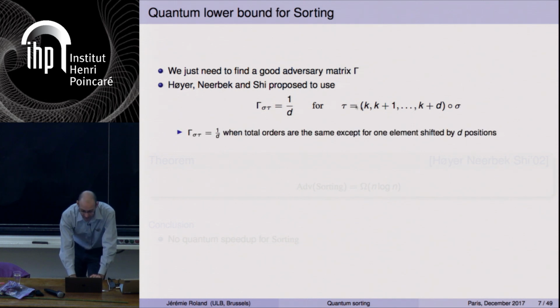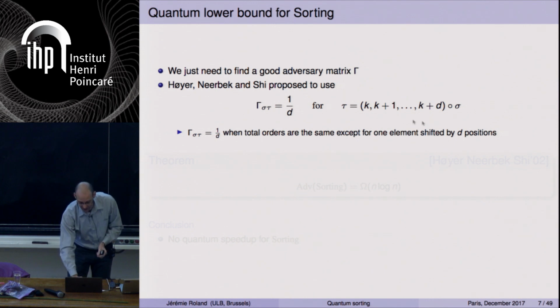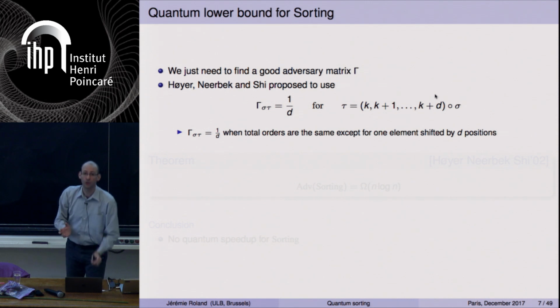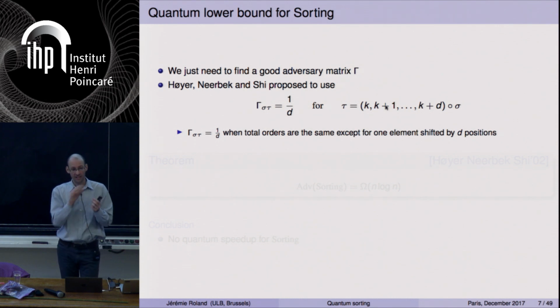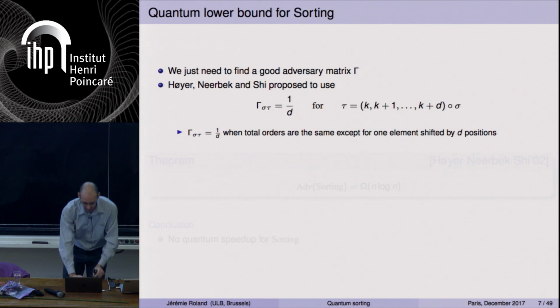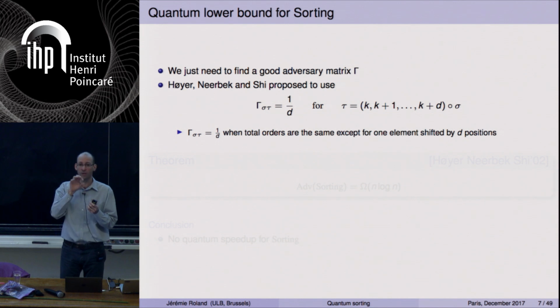And intuitively, what it means that tau and sigma have this relation is that they are essentially the same, except that one element has been shifted by d positions, because with this cyclic shift, one element at the beginning will go to the end. So sigma and tau are almost the same, which means that they are very hard to distinguish. Actually, you cannot distinguish them unless you query the element that has been shifted and one of the other elements that it jumped over. So this gives you an intuition of the kind of adversary matrix you're trying to look for. You're trying to put a high weight whenever it's very hard to distinguish between two different permutations, because these are essentially the hard cases to distinguish.